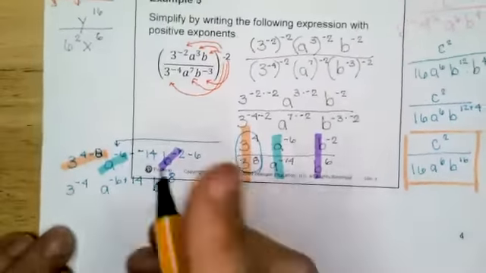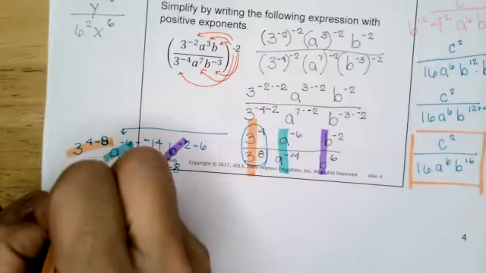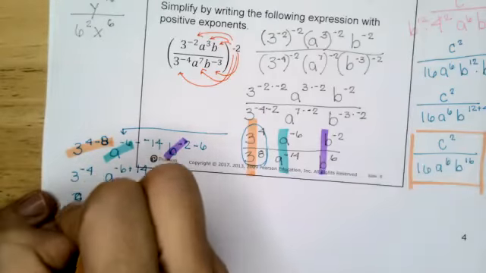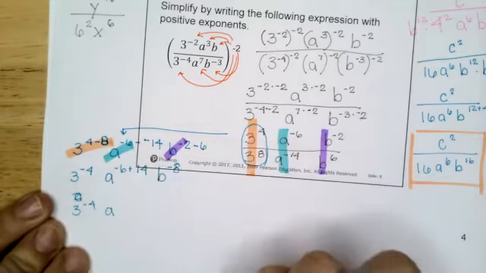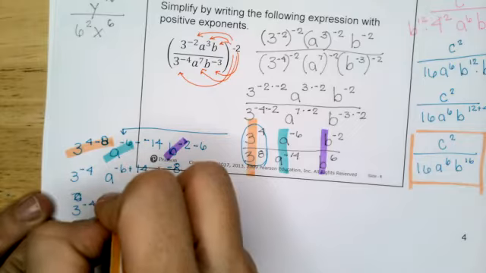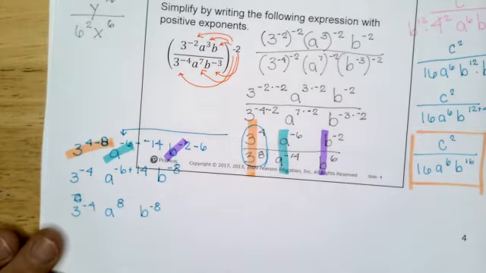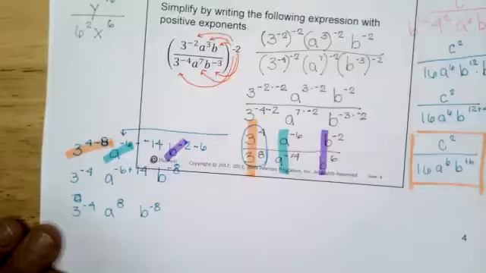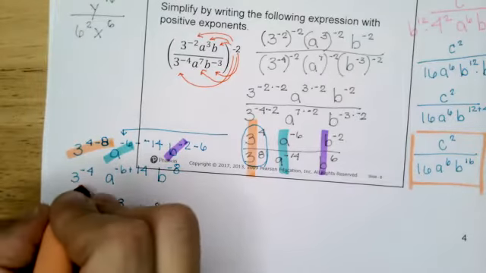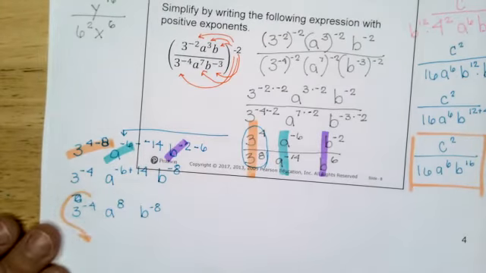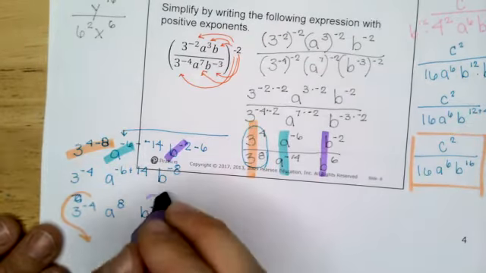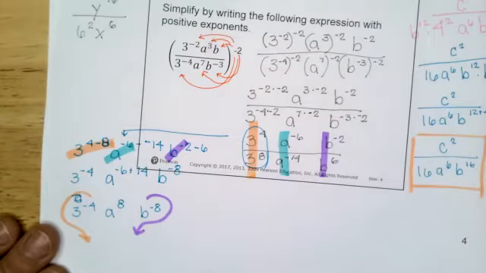Now, one more time, 3 to the -4, a to the, what's 14 minus 6? 8. And then b to the -8. Last thing we're going to do is now we still have to move them. Turns out, after all that, you still have to move it. So we're moving that one down and we're moving that one down because they've remained negative.